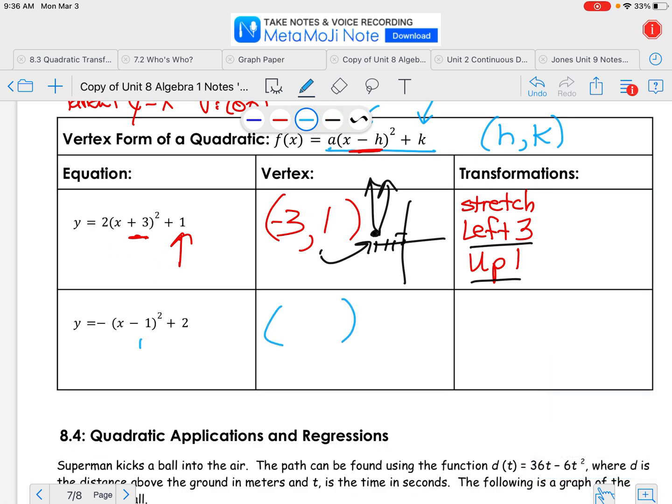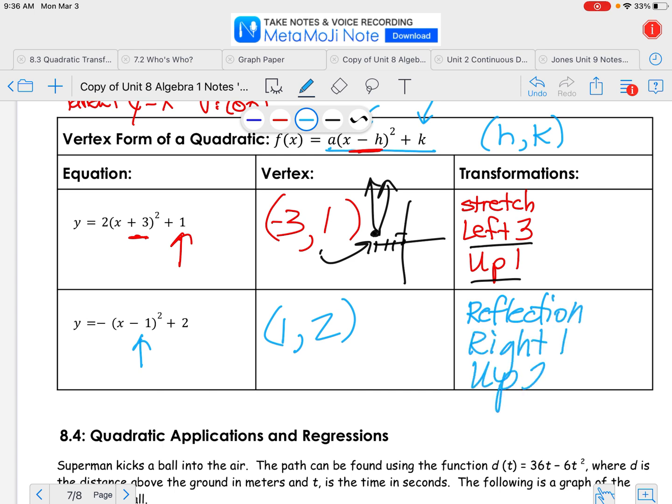Vertex here, the opposite of this, so 1 and 2. It had a reflection, the negative. It went right 1. The -1 tells me it went right 1 and up 2.